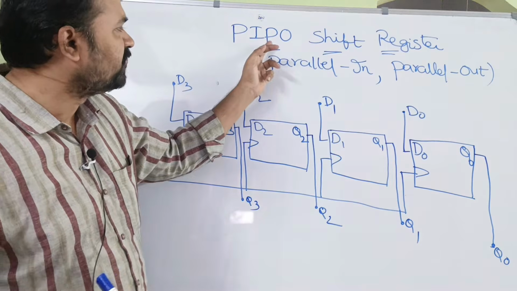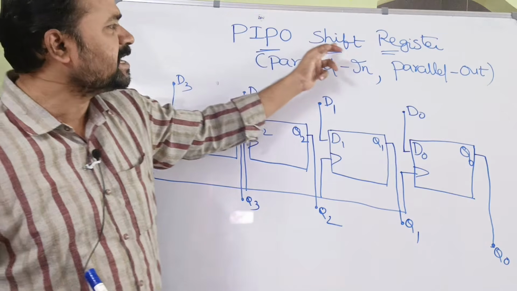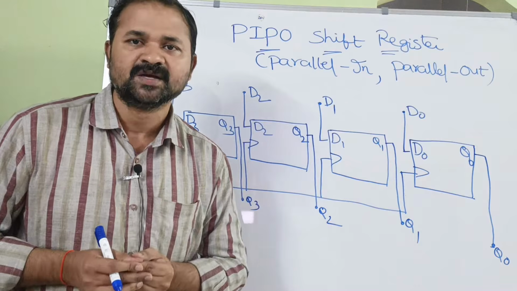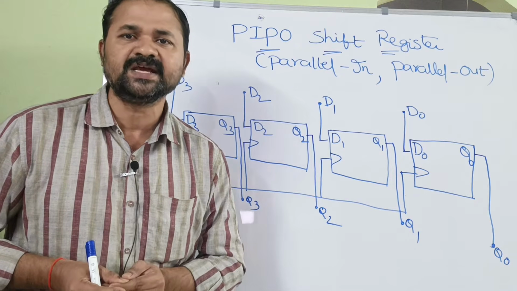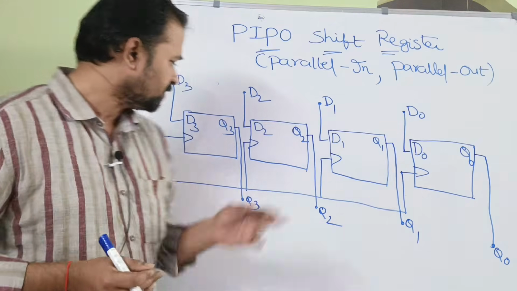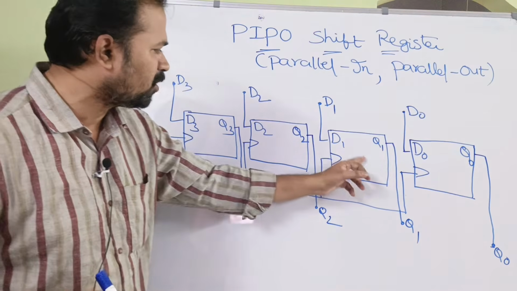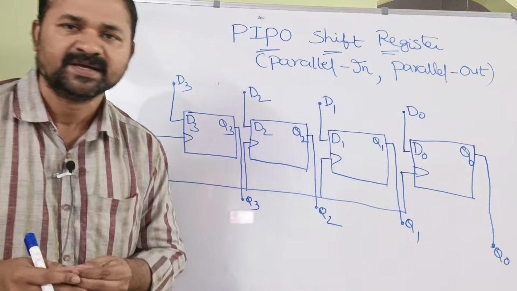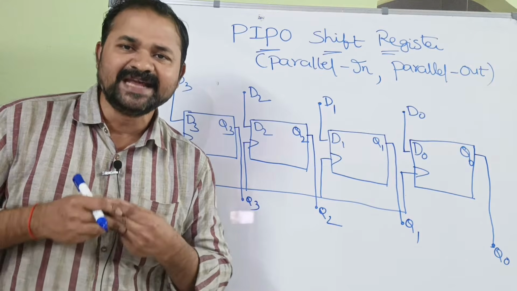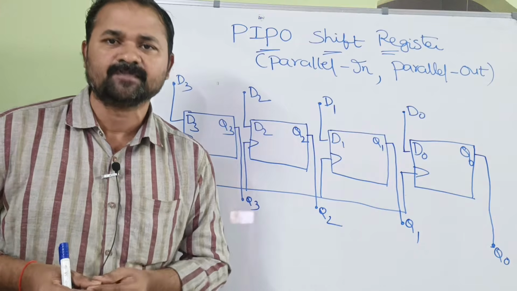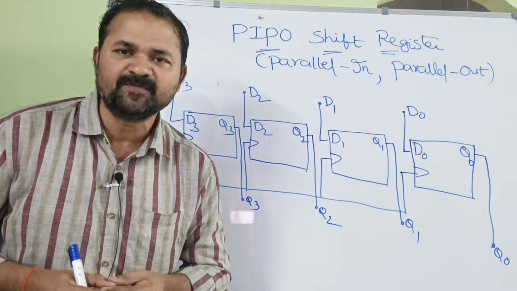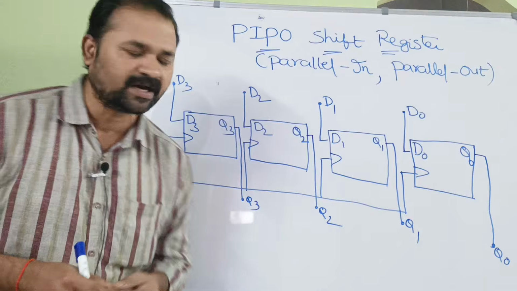This is the diagram for a 4-bit PIPO shift register. Here the register contains 4 bits, so totally 4 flip-flops are needed. First flip-flop, second flip-flop, third flip-flop and fourth one. Here we are using D flip-flop. We know that D stands for data, so with the help of D flip-flop, we can store the data.